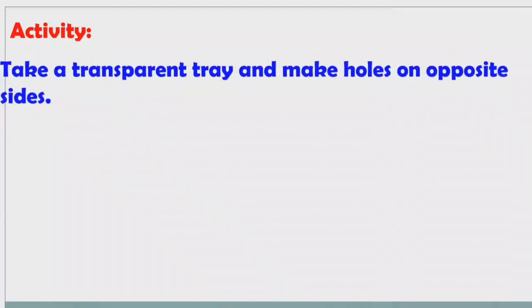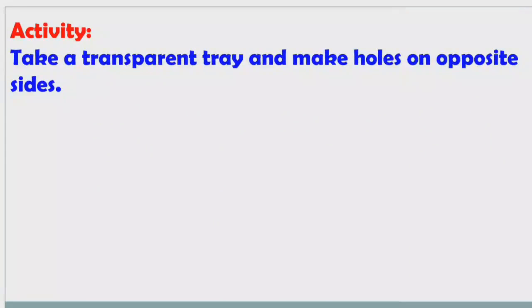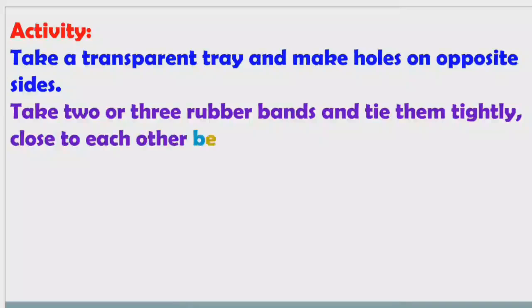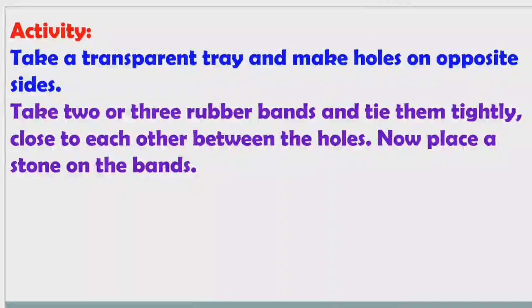Now we will see another activity. Take a transparent tray and make holes on opposite sides. Take 2 or 3 rubber bands and tie them tightly close to each other between the holes. That rubber band should be tied between the holes.